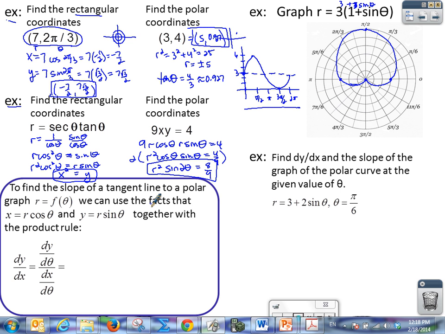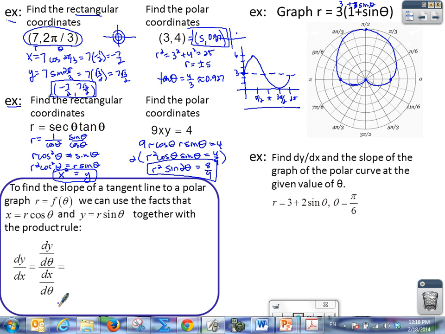Whenever I'm doing derivatives of polars, it's sitting right there. I don't try to do it from memory. It's really a bad idea to try to do it from memory, unless you have a great memory. And I mean, some of you probably do have a great memory, but I don't. I need to see it. So if you recall on parametrics, we had dy/dx, remember? The top was dy/dt and the bottom was dx/dt. It's the same kind of format, except it's dy/d theta and dx/d theta.